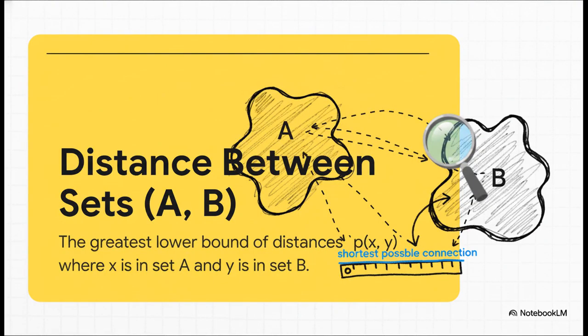And you guessed it, math has a precise term for this too. It's called the infimum, or the greatest lower bound. You can really think of it as the polar opposite of diameter. See, with diameter, we were searching for the longest possible distance inside a set. Here, we're searching through every possible pairing of points, one from each set, to find the absolute shortest one. It's literally the length of that shortest possible bridge.